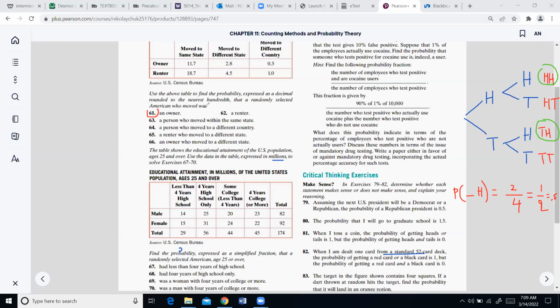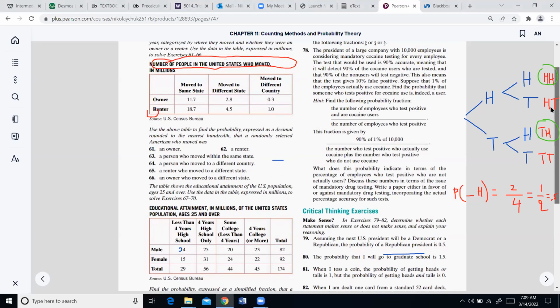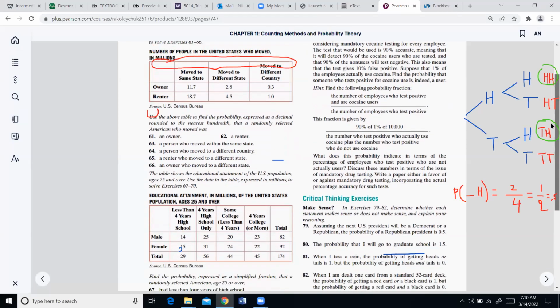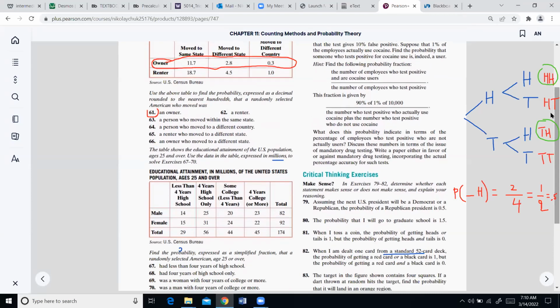And in problem number 61, they're talking about the owners. So it looks like here's the story that they have for us. It looks like they're interested in all of the owners in here. Let me see what else is related to this section. Here it says the table shows a number of Americans who moved, and we can use this data expressed in millions. So those are millions of people that moved. Okay, so that's helpful to know, right? Otherwise, it'd be hard to understand what they're talking about.